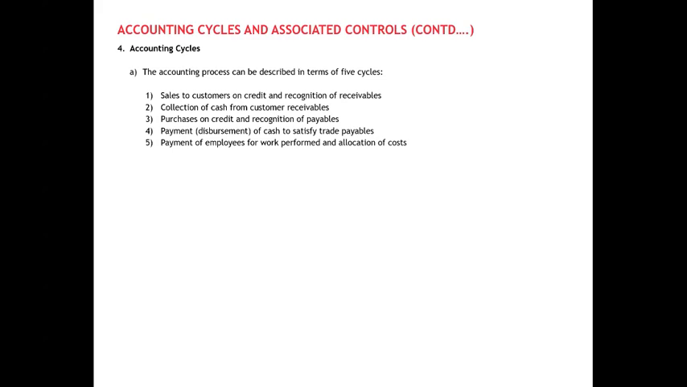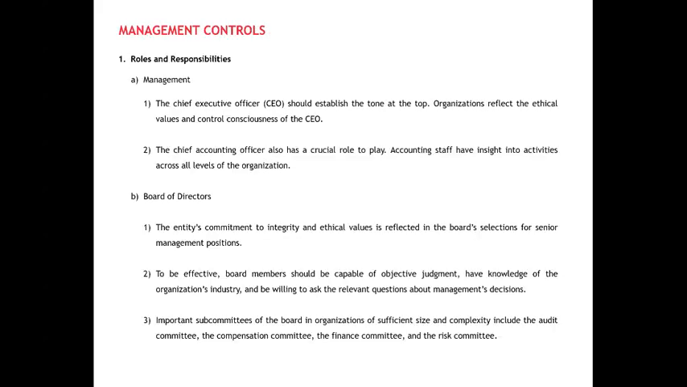4 is also procure to pay, and 5th is about payroll, right? Payroll processes. So accounts receivable, accounts payable, and payroll. So 3 key cycles. Apart from this, of course, you have the inventory cycle also. Management, the chief audit. So what are their roles?